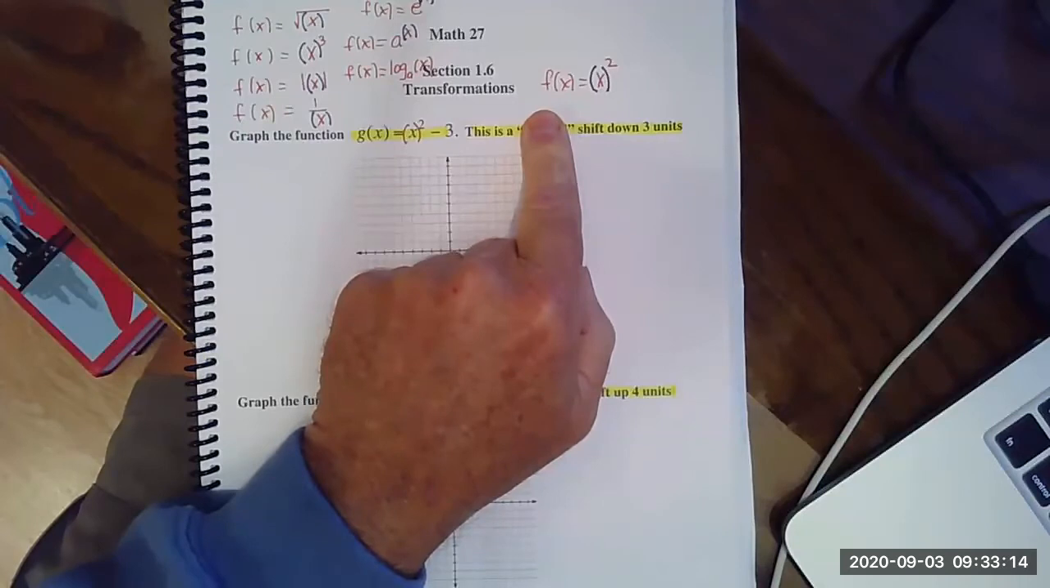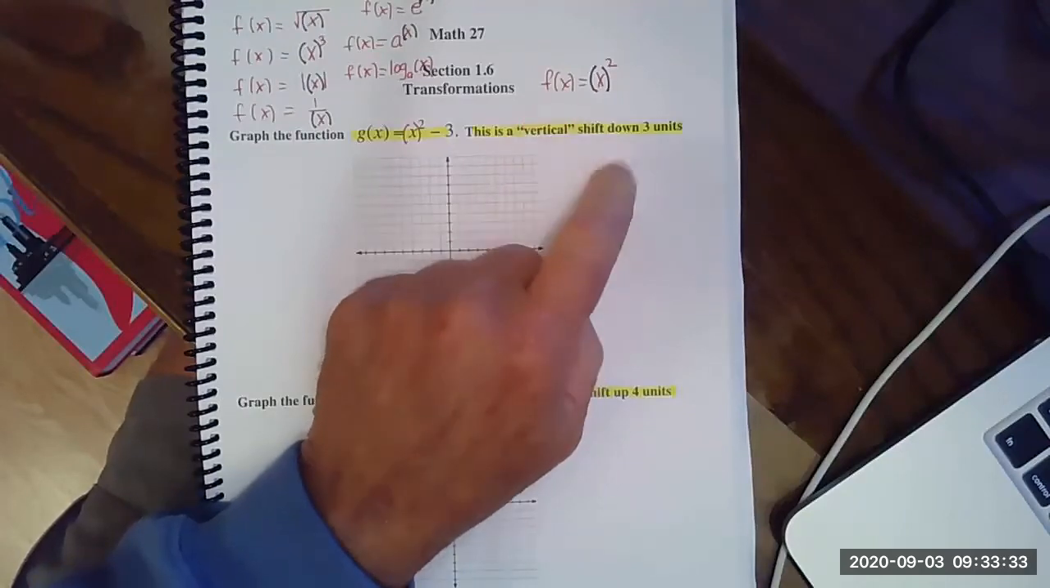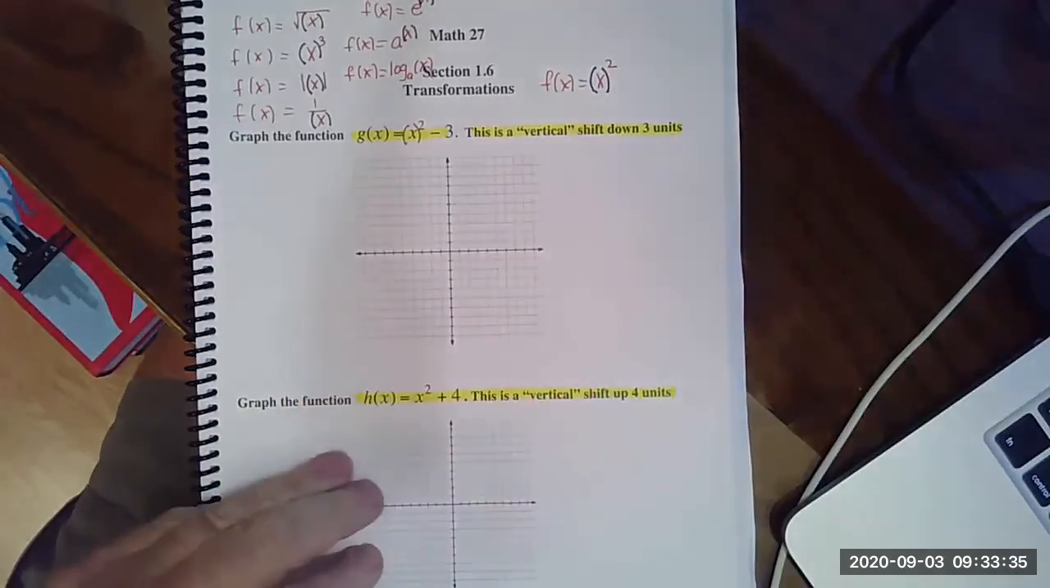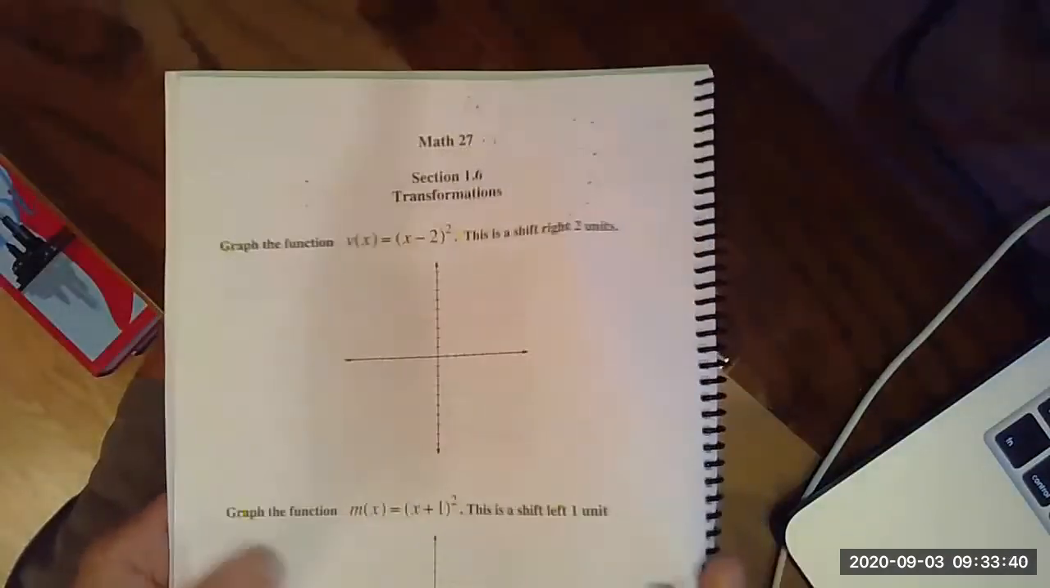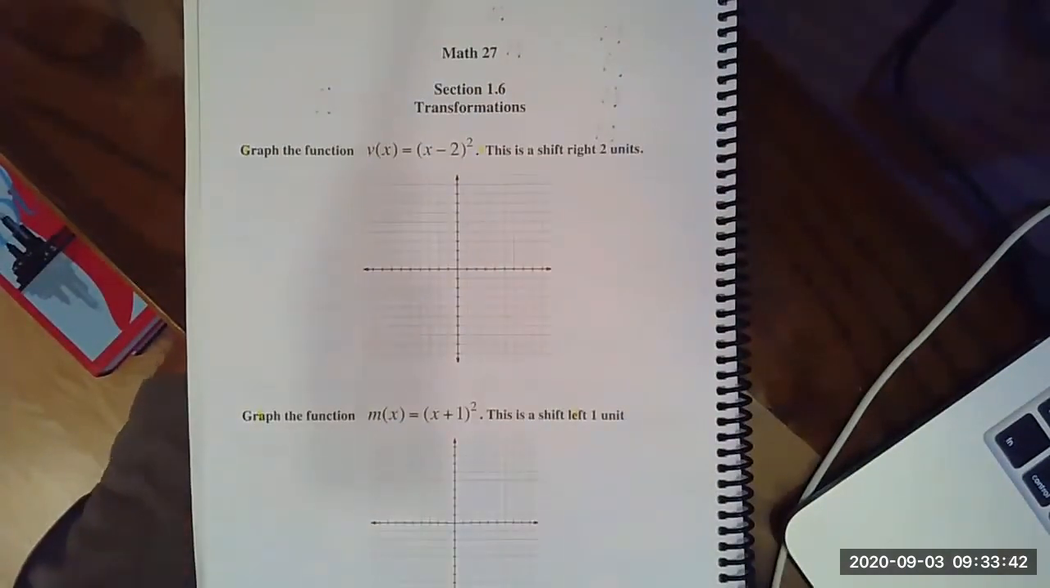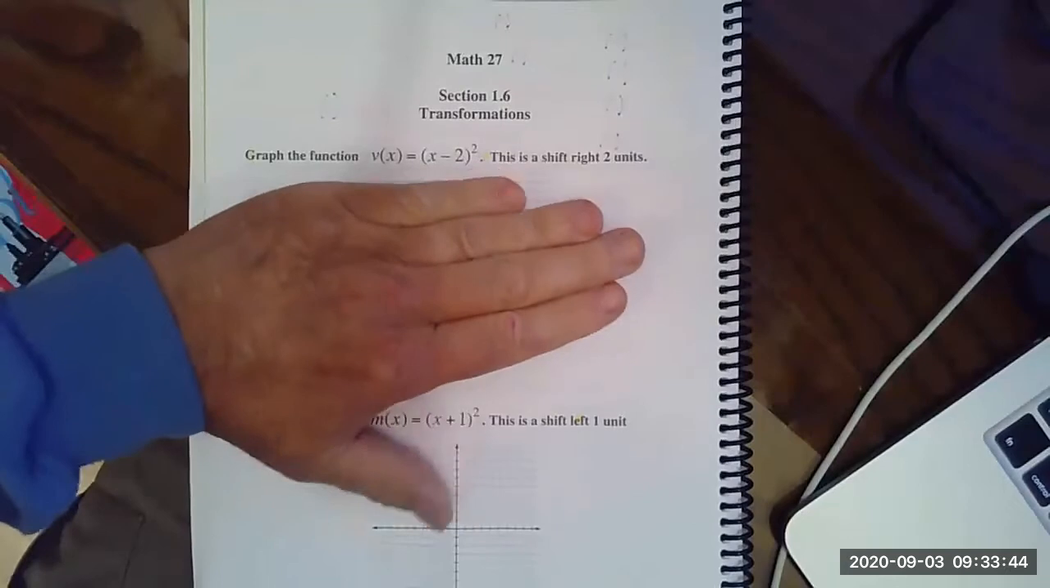But letter B might be shift up 3 units. Well, that's wrong. Letter C might be shift left 3 units. Nope. Right 3 units. Nope. Reflect. No. Shrink. Nope, nope, nope. So there's only one answer, which is this right here. Most of these I've already given you the answer. Matter of fact, I think they all so far. Forget the graph, forget the graph.